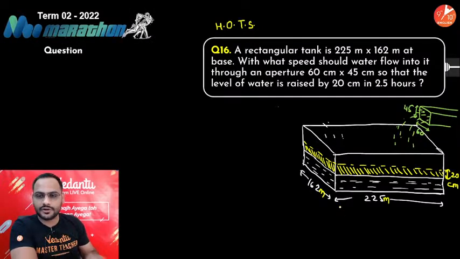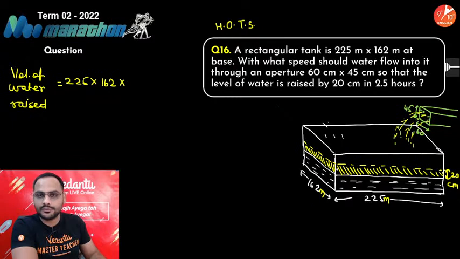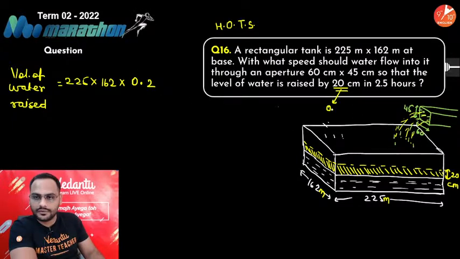So I can say volume of water. Look, the raise in water is because of the water which is coming out of this aperture. It has happened because of that. So I can say the volume of this raised water will be how much? I will say, sir, 225 into 162 into h. L into b into h. L is here, b is here. h will be 20 centimeter converted into meter. 20 by 100, which is equal to what? 1 by 5 or 0.2. 20 centimeter will be 0.2 meters.